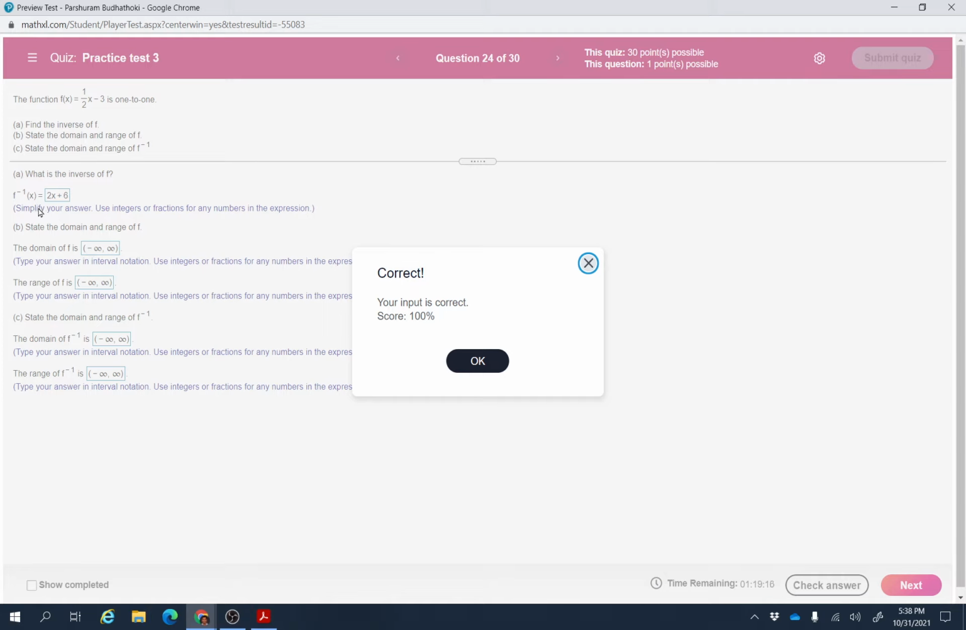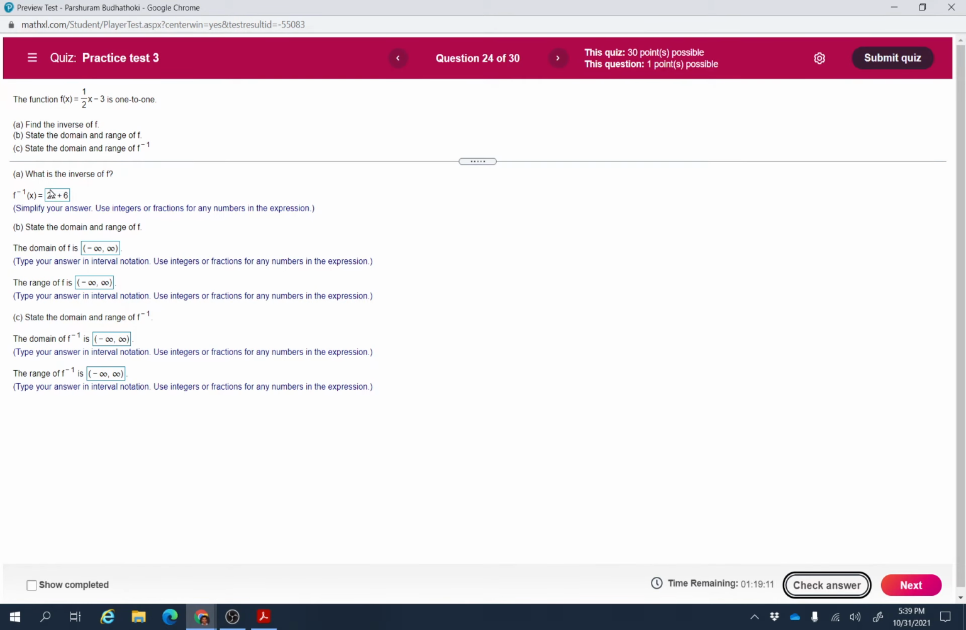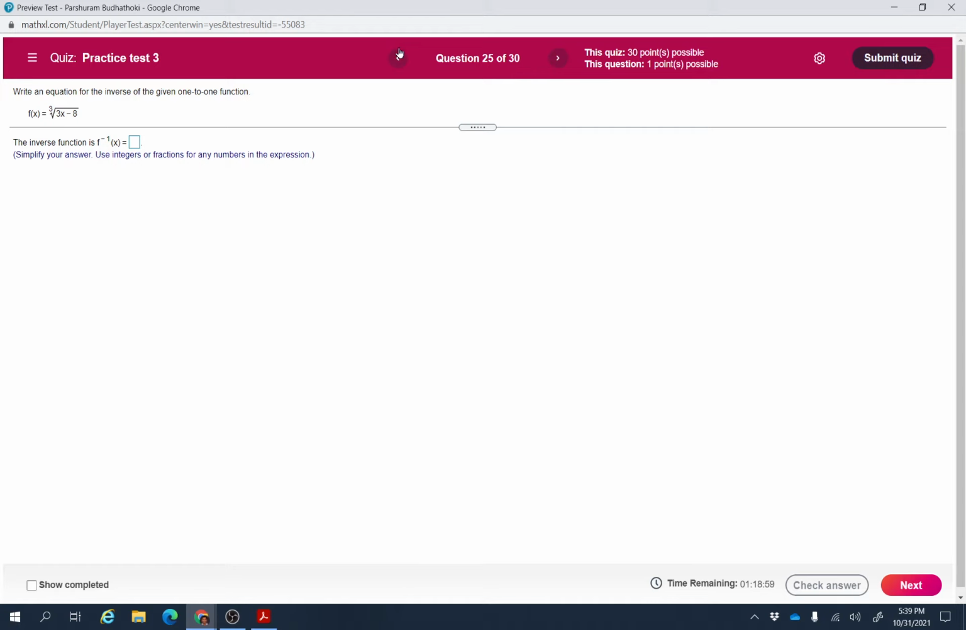Simplify your answer means you just have to distribute that 2. So I was not distributing that 2. Make sure that if you get that 2 outside, you just distribute it. It's supposed to give you the 100%, but it's weird. Okay, let's go to the next one.